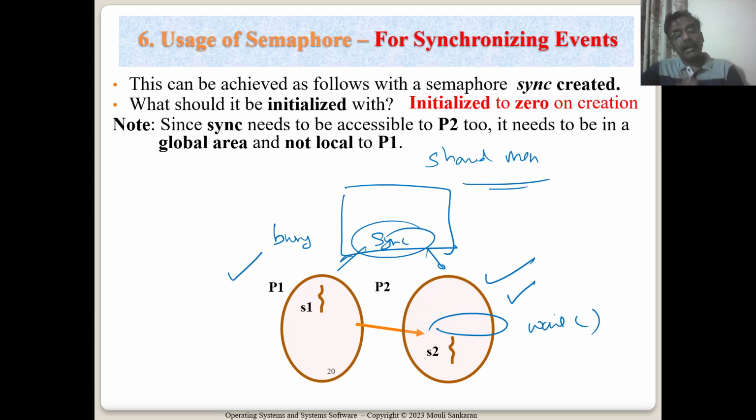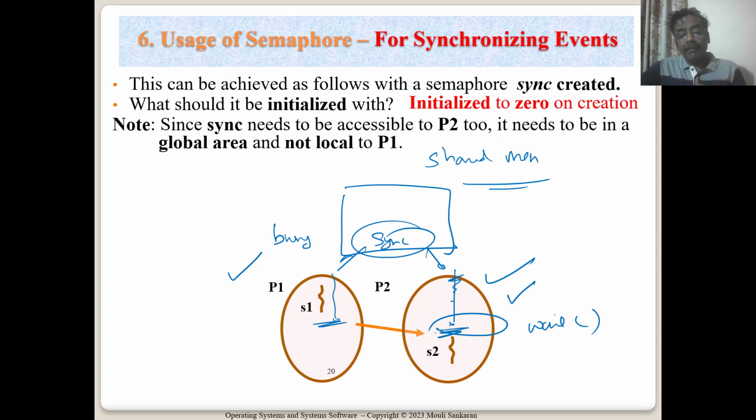Why am I saying this? You should not have any preconceived notion that P1 will come first here and only then P2 will come. You cannot make that assumption. P2 can come here and get blocked, or it may not even be running, or it may not have come here at all. But P1 would have already released it. There is no problem if it is released before.